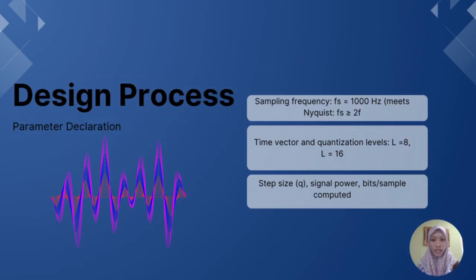The next design process is parameter declaration. In this design of PCM, we have set the sampling frequency Fs equals 1000 Hz, which meets the Nyquist rate, Fs greater than or equal to 2f. Next, we have declared the time vector and quantization levels to level 8 PCM and level 16 PCM to compare the performance of this PCM. Next, we have declared the step size Q, signal power, and bits per sample to be computed.